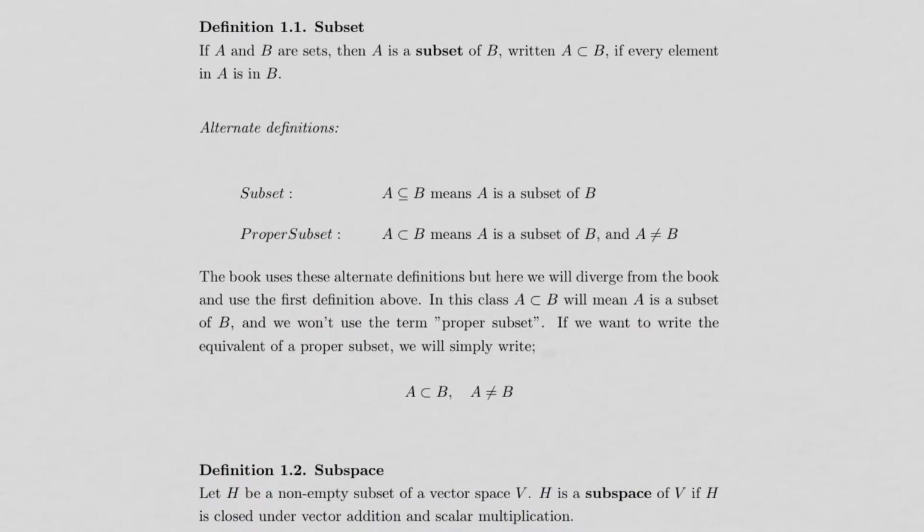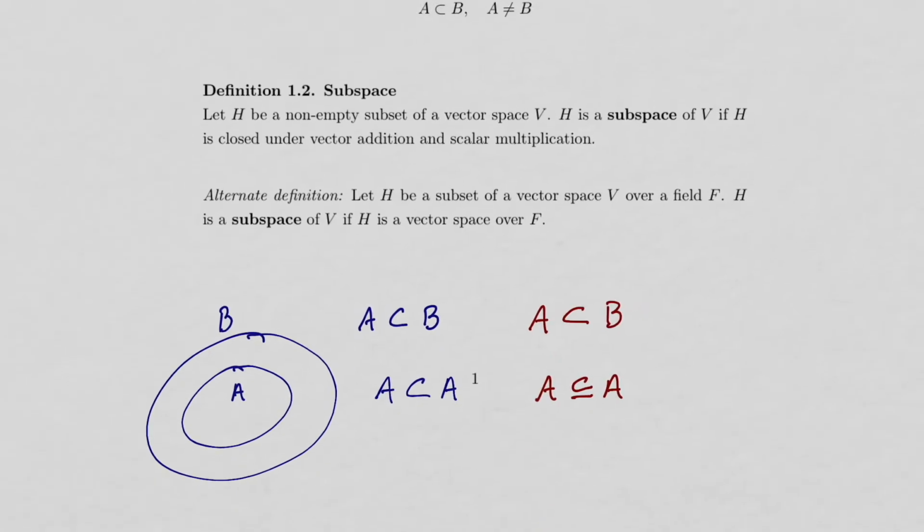For various reasons, I've chosen to use this notation, mostly because this is the most commonly used notation for subsets. So if I want to write something like a proper subset where I want to exclude the possibility that A is equal to B, I'll just write this. A is a subset of B, and A is not equal to B. So this is equivalent to the definition of a proper subset, but we don't need these two different notations for subsets and proper subsets. We just have one notation. This symbol that looks like a sideways U means A is a subset of B. And if I want to exclude the possibility that A equals B, I just say A is not equal to B.